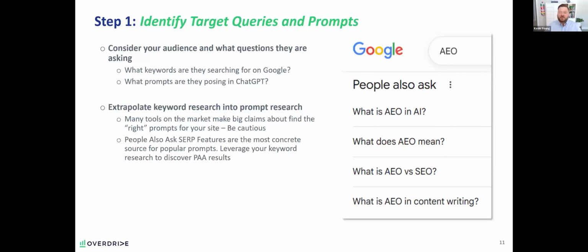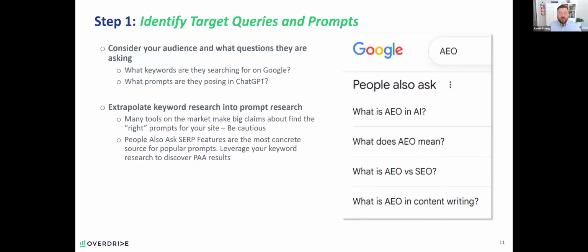They don't have a place where we can go and see what the most searched prompts are. But what we do have is the People Also Ask feature on Google. What this does is, when you type in a keyword, it shows popular questions that are actually being asked on Google regarding that keyword.